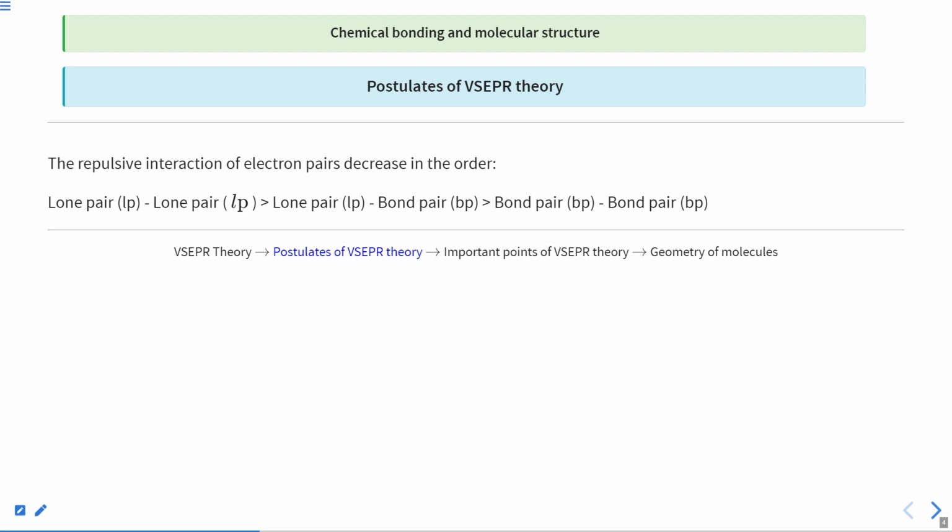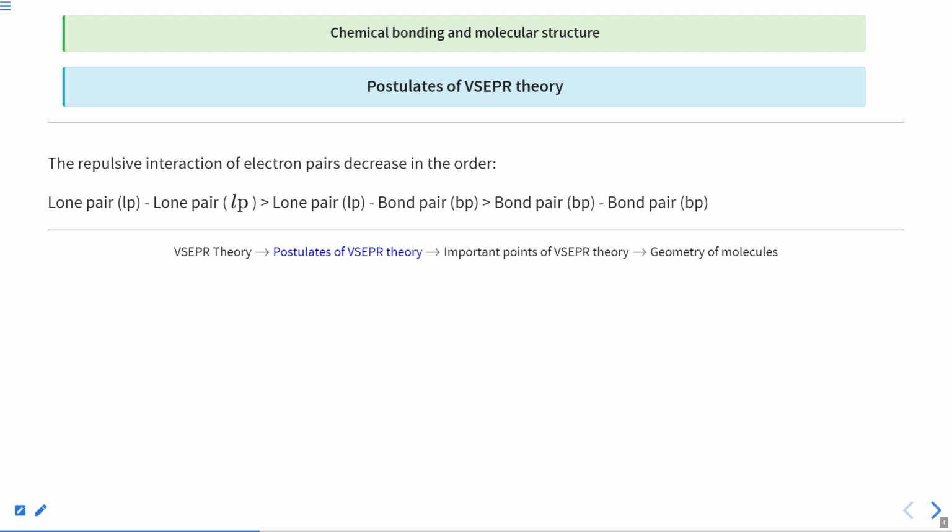Now, if I talk about the bonded pair, what will happen? Those two electrons across the bond will be shared between two nuclei. And these two nuclei will stabilize this negative charge in a way. Clear? Since they get stabilized, they carry less negative charge. Therefore, their repulsion is in between. So lone pair-bond pair repulsion is in between, and the least repulsion is when both of them are bond pairs.